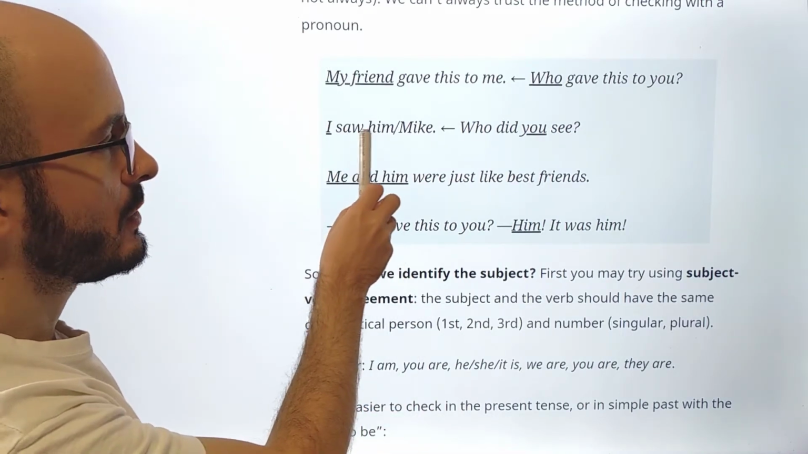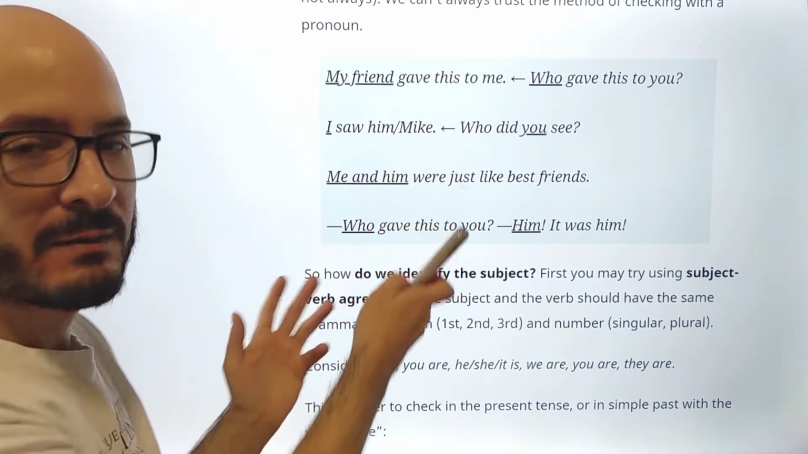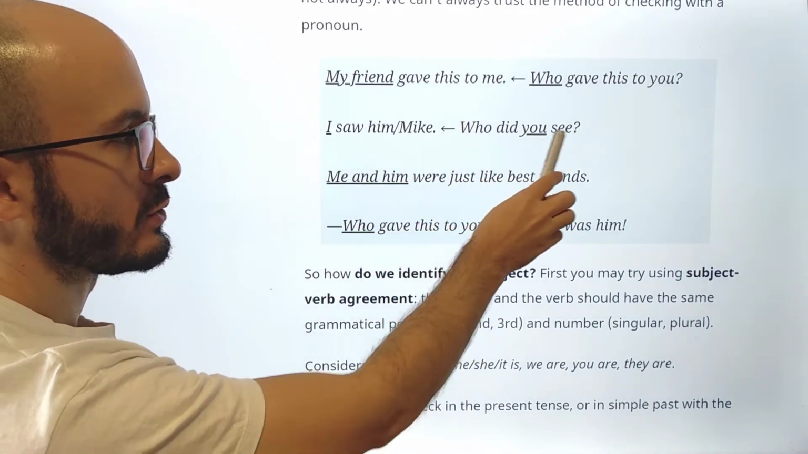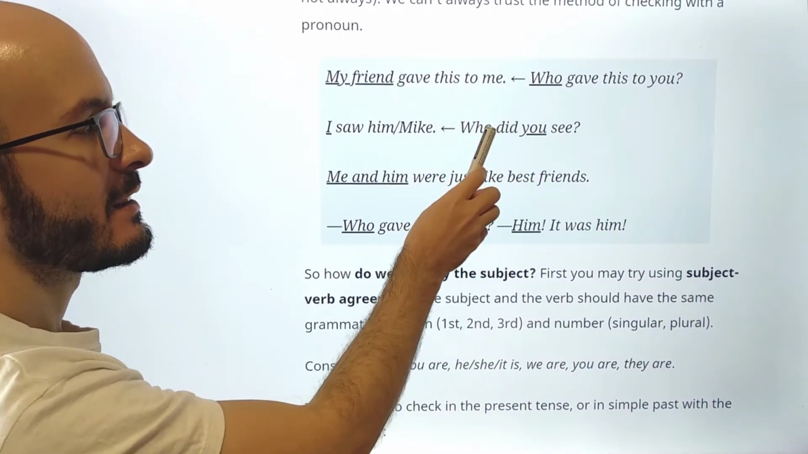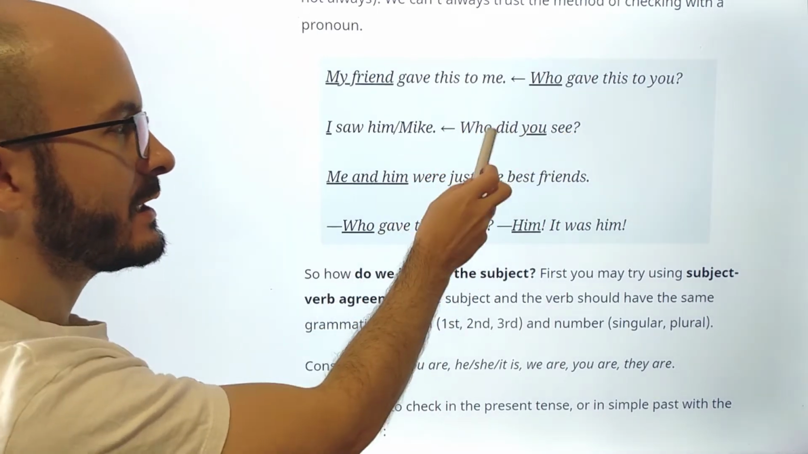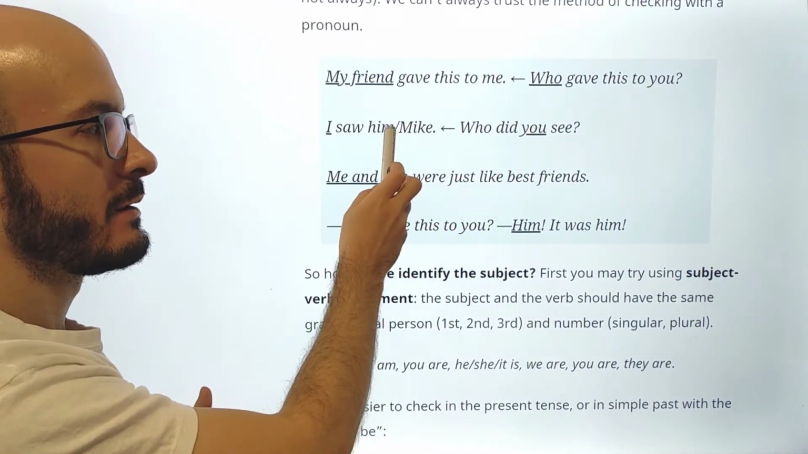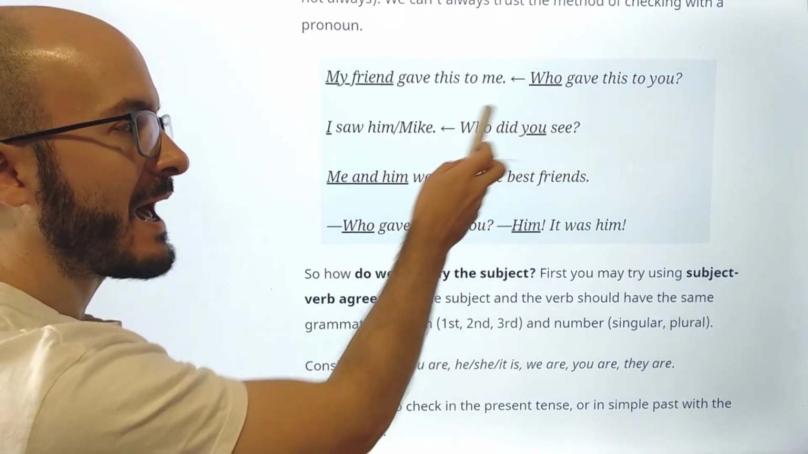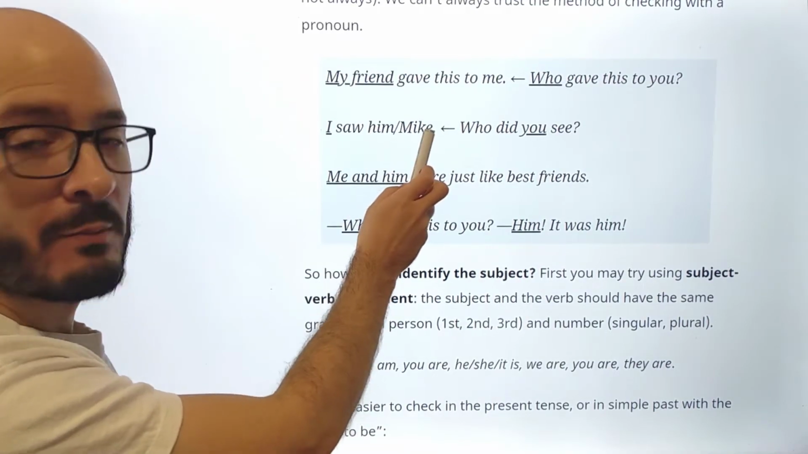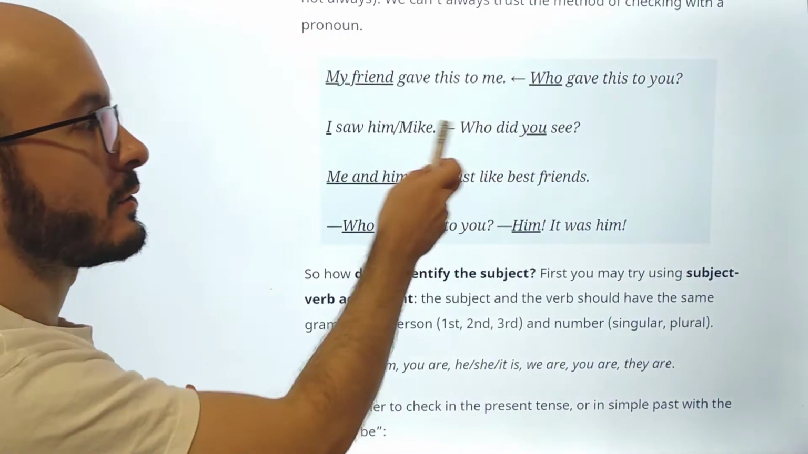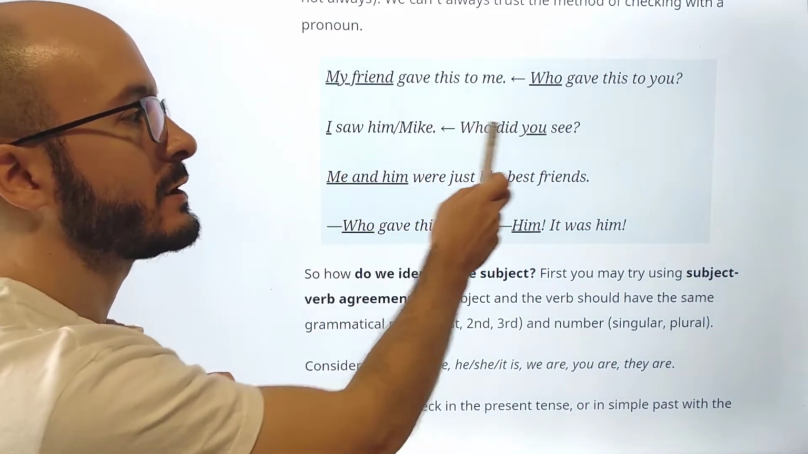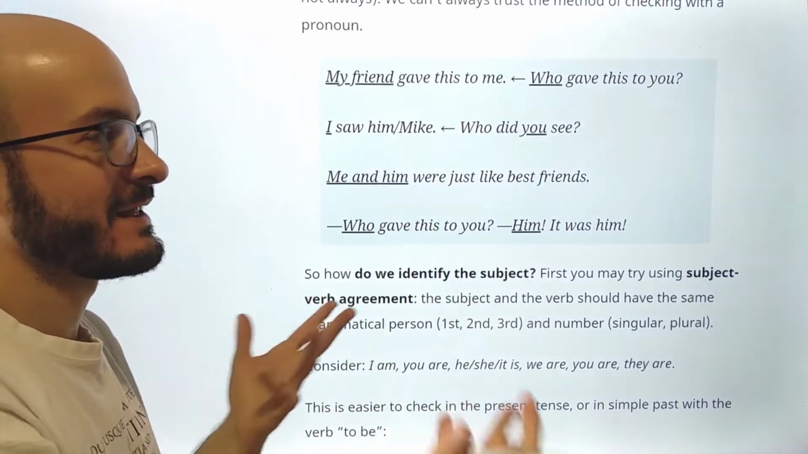Now, I saw him, or I saw Mike. Mike and him are the same. I saw him, or I saw Mike. Who did you see? If we ask who, the answer would be: who did you see? I saw Mike. I saw him. So in this case, the answer to who is not the subject, because the answer would be him or Mike, which is the direct object. Here the subject is I. Who did you see? I. It doesn't work.